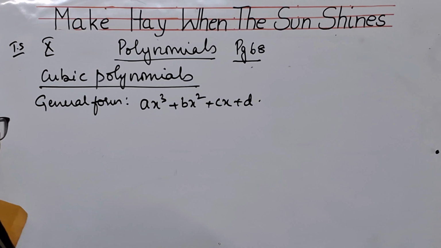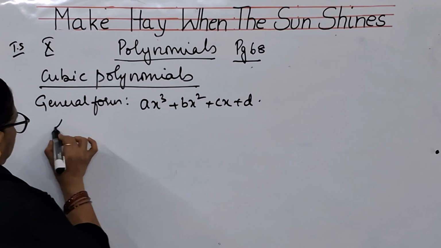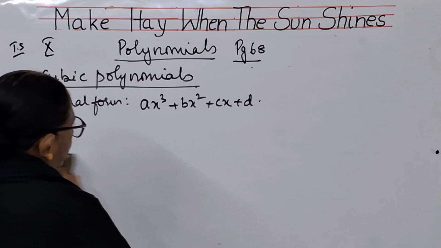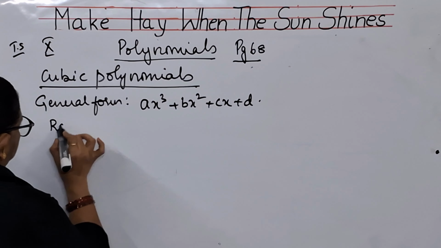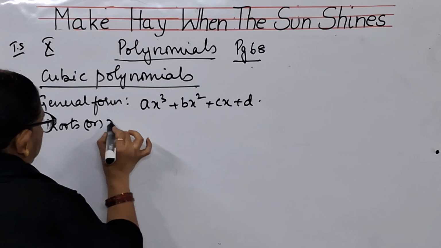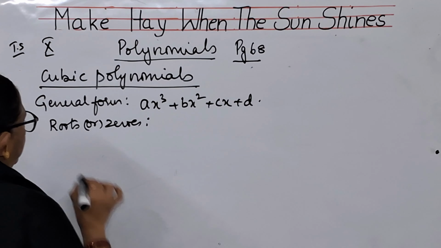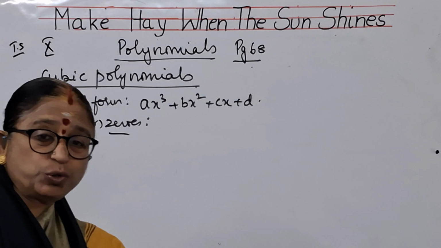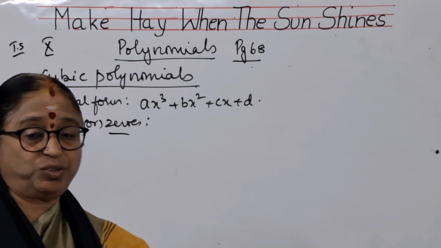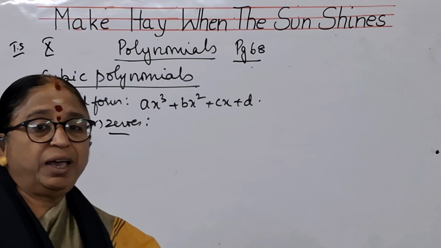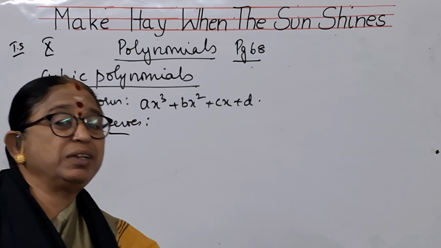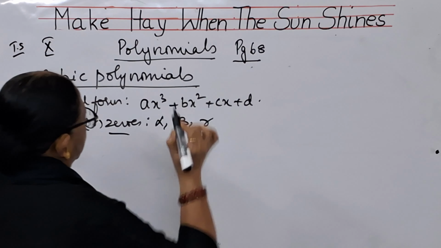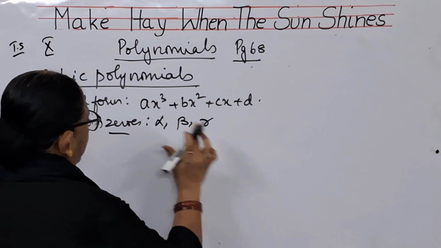So actually the roots, let me write the roots. The roots for it are zeros. As we know that a quadratic polynomial has got a degree as 2, so it has got two zeros. Here cubic polynomial has the degree as 3, so it has got 3 zeros. So what are the 3 zeros? Alpha, beta and gamma. So roots are alpha, beta and gamma.